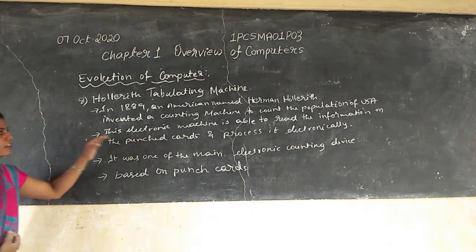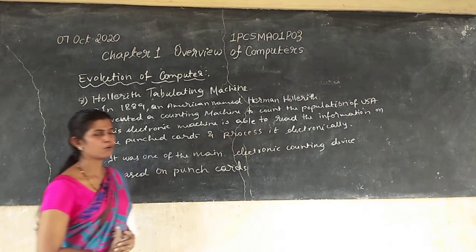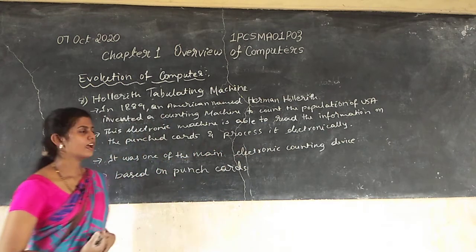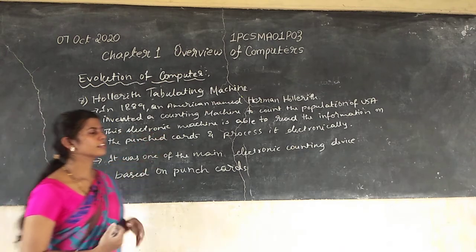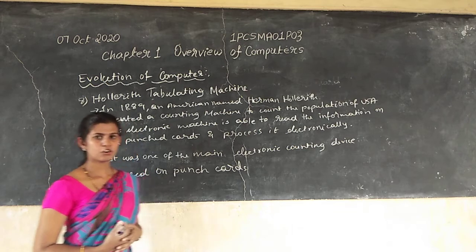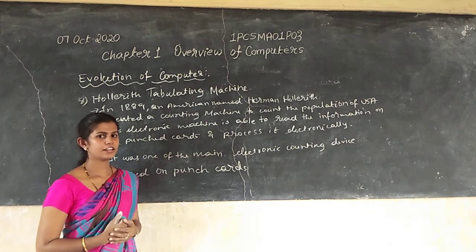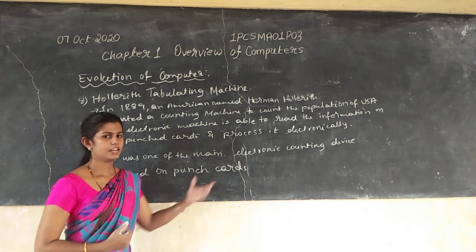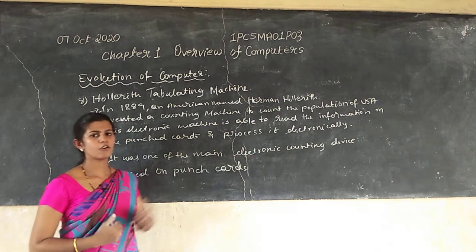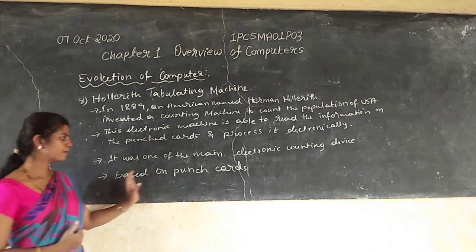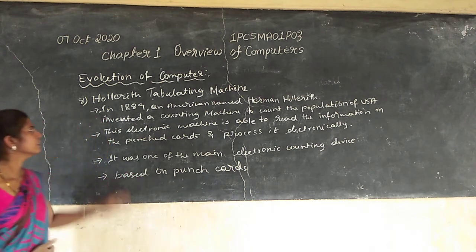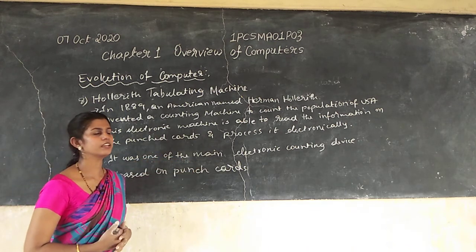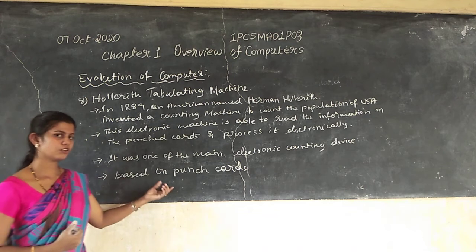This electronic machine is able to read the information on punch cards and process it electronically. It was one of the main electronic counting devices, and it was based on punch cards.